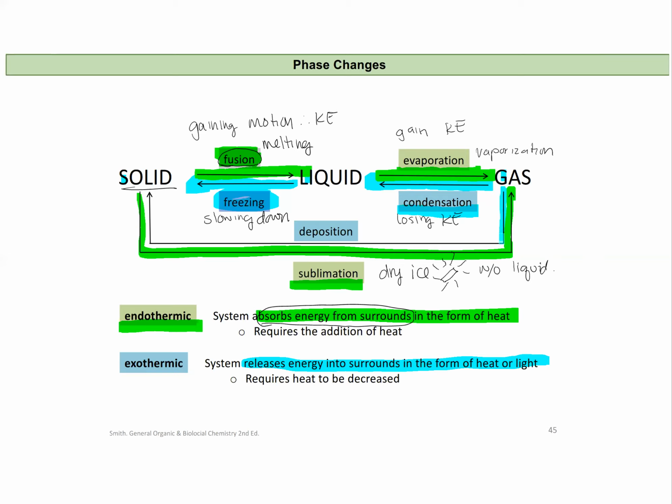And if you want to do this all in one step and go from a gas all the way to a solid, you're going to have to release a lot of energy to slow everything down. And we call that process deposition. And it is also exothermic. So for this class, it's important to know what these phase transitions are called, but also whether or not you expect them to gain or release energy through that process, if it's exothermic or endothermic.